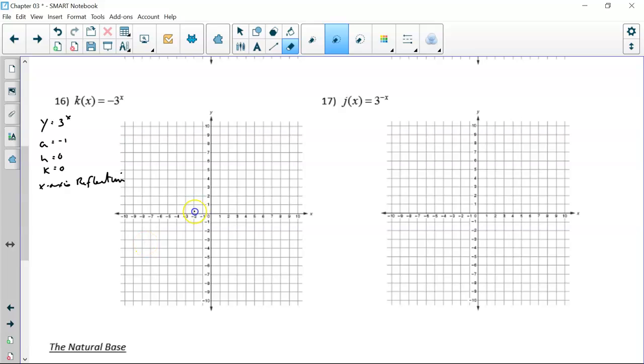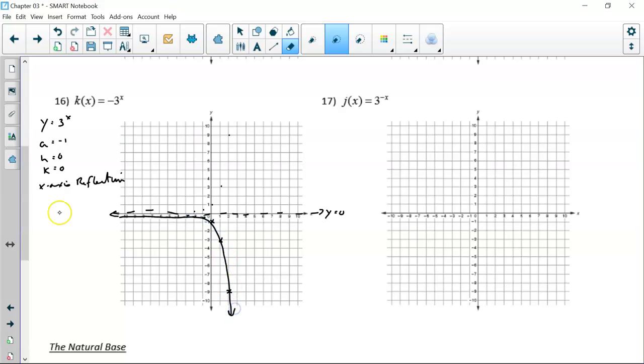So our parent function that we've been working with, the same one, what we're going to do is take that x-axis reflection, we're going to multiply our outputs, our y-coordinate, by -1. So 2, 9 is at 2, -9. 1, 3 is at 1, -3. 0, 1 is at 0, -1. We're at -1, -1/3 and -2, -1/9. Our horizontal asymptote didn't move here. That's still at y equals 0.